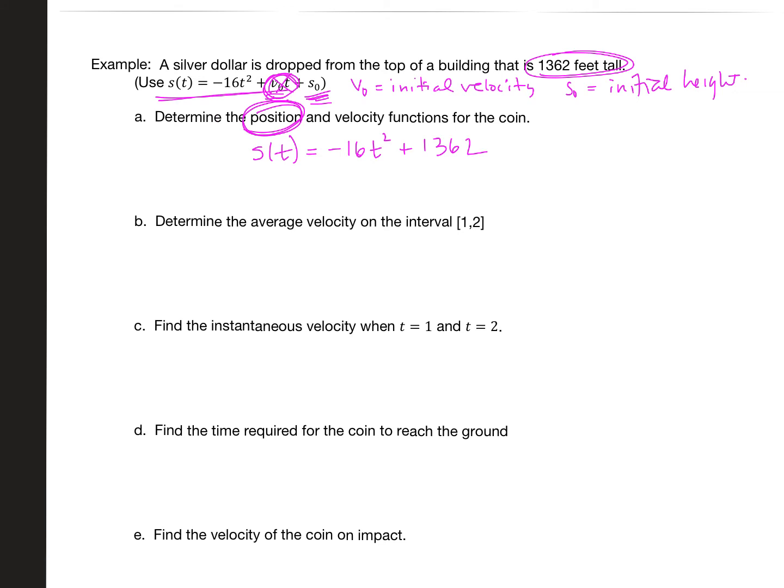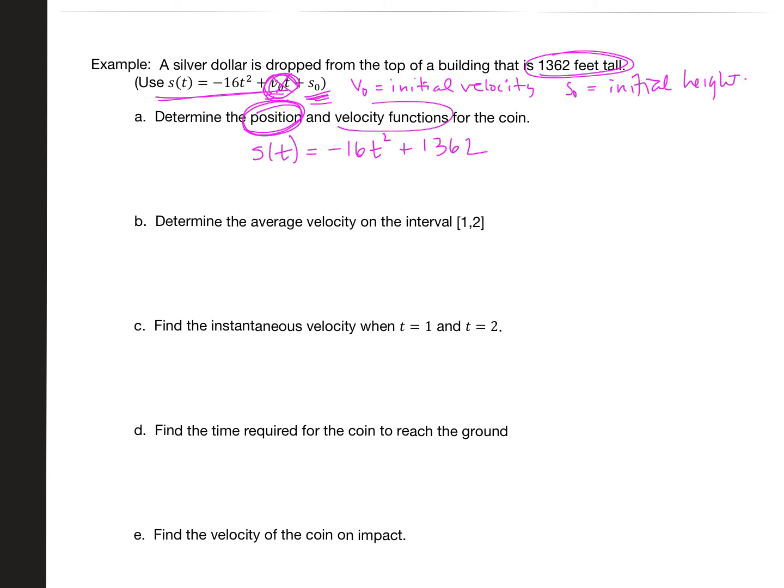Now, this position function I can use at various times, right? If I plug in t, I will figure out various heights. If I plug in 1, I will know where that silver dollar is at 1 second. If I plug in 2, I'll know where the silver dollar is at 2 seconds.